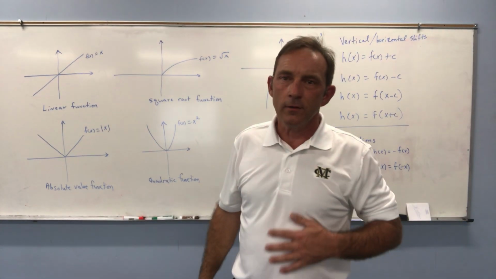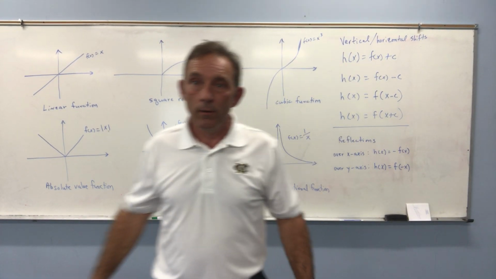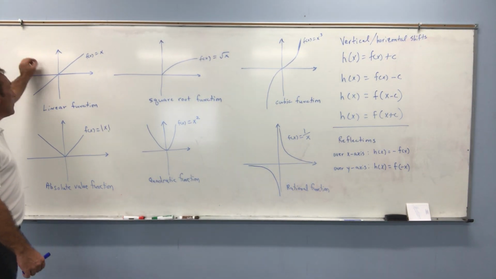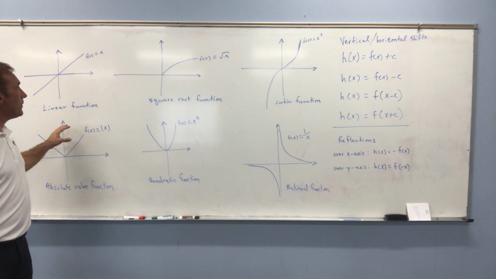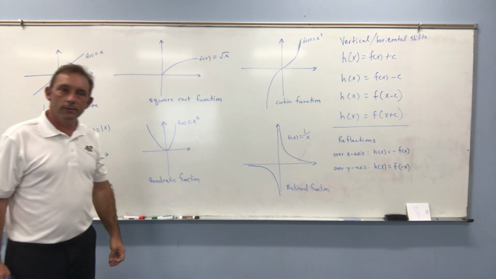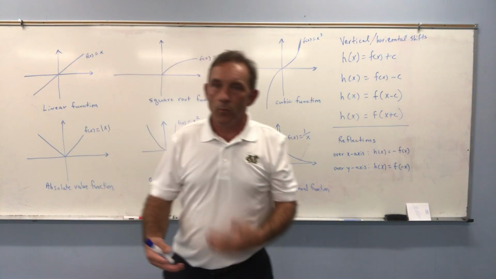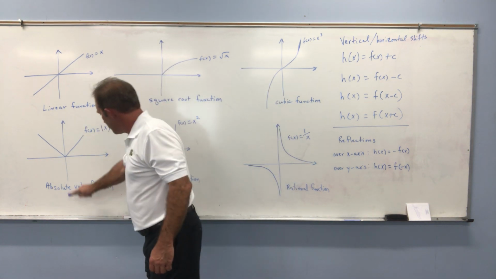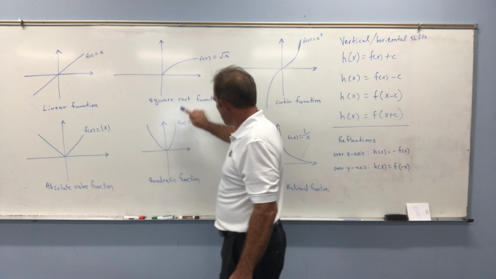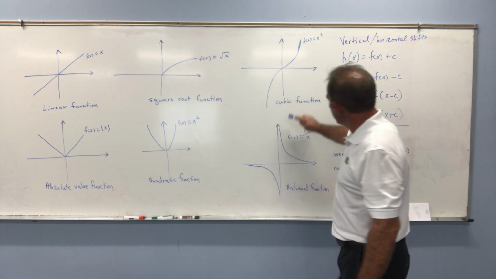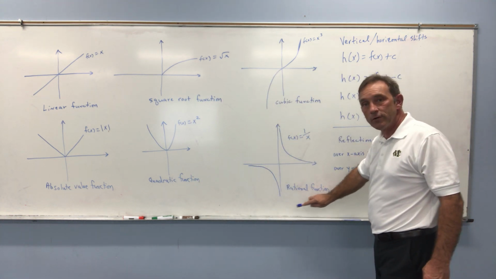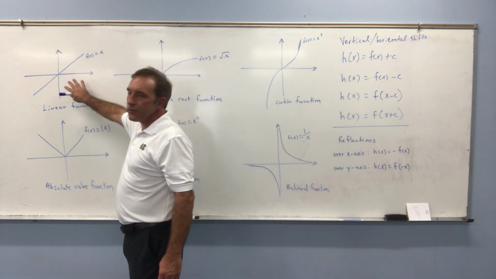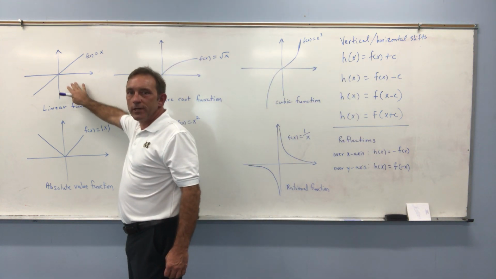So we're looking at lesson 1-4 from the textbook, and I just want to make sure we understand that the most common functions we're going to be dealing with are the linear functions, the absolute value functions, the square root functions, the quadratic functions, the cubic functions, and the rational functions. And what I have here is the parent function in each case.